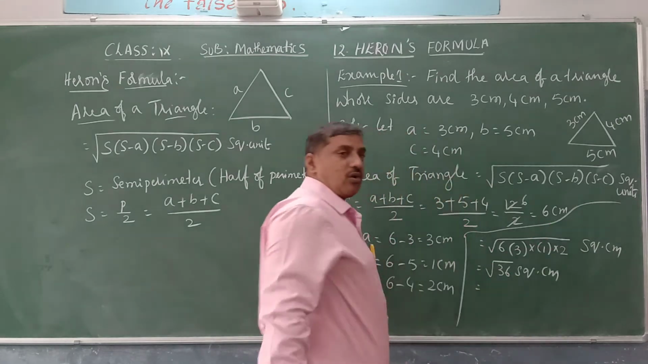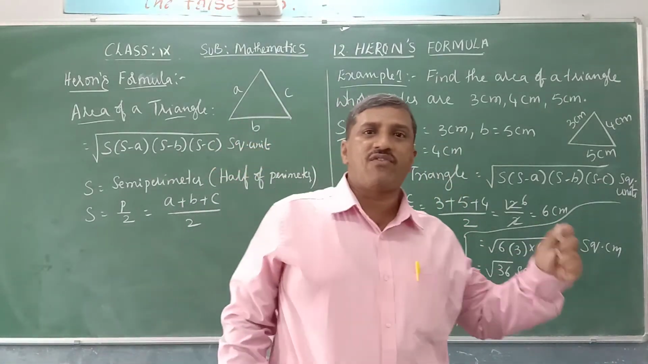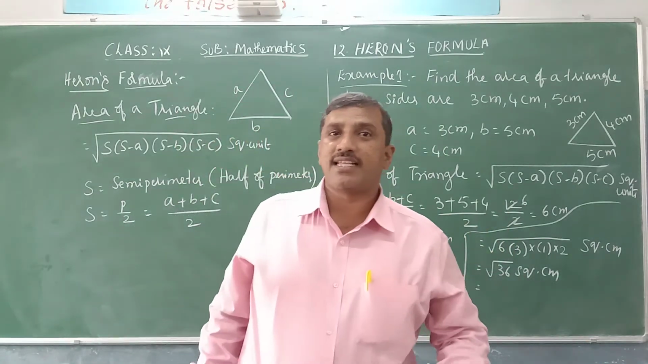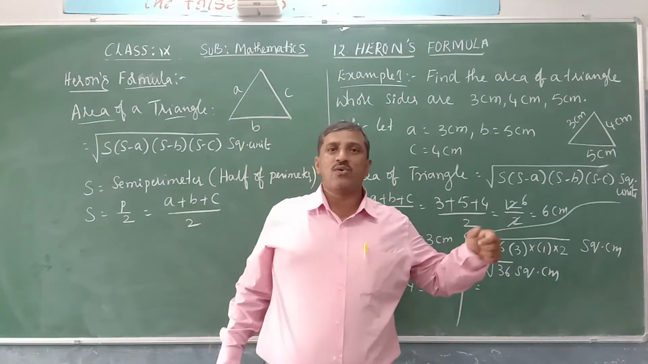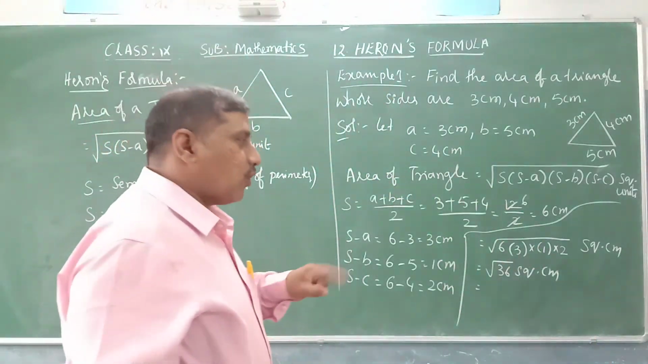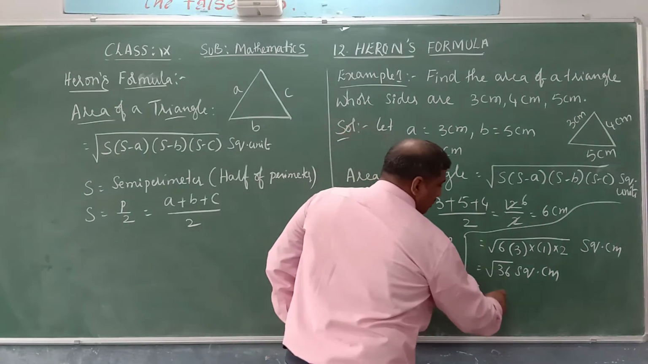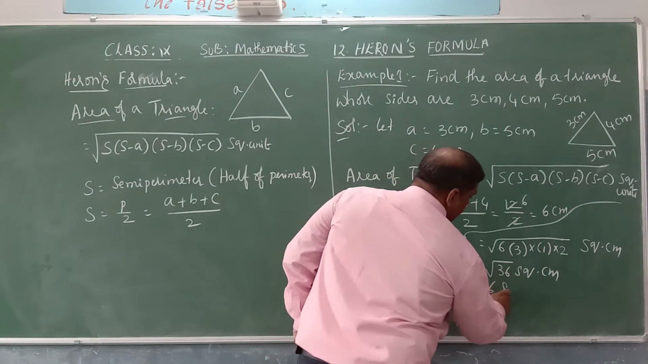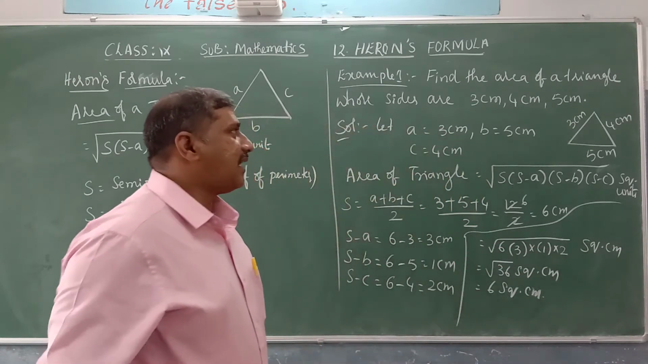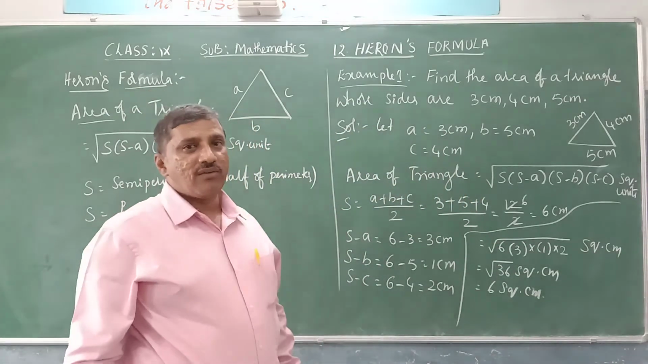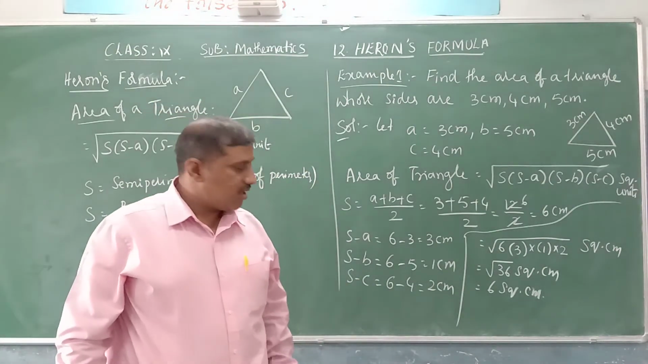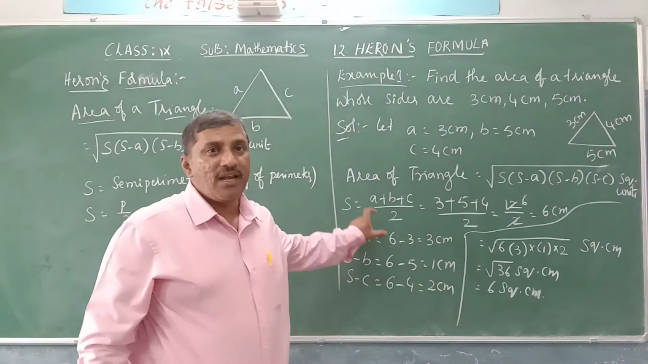Square root of 36. 36 is a perfect square number, so the square root of 36 is plus or minus 6. But lengths are never negative, so we will ignore the negative value, minus 6, and consider plus 6. That is, the square root of 36 is 6. The area is 6 square centimeters. Like this, we will find the area of a triangle using Heron's formula. It's a simple formula, a simple question.